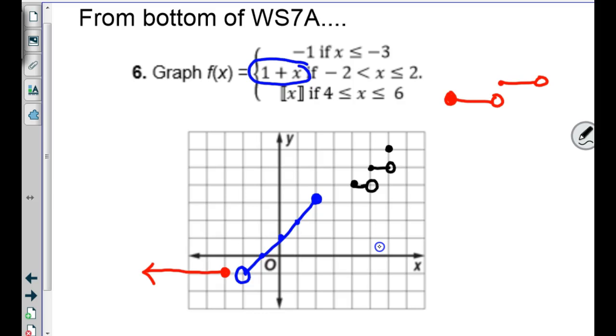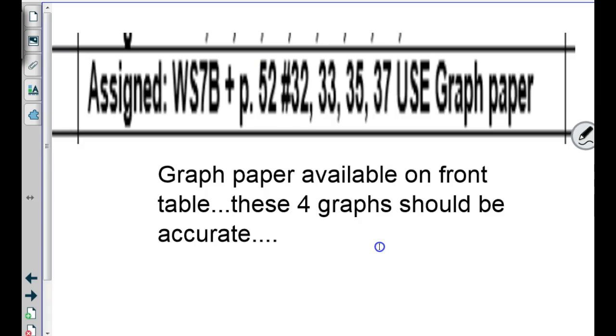All right, do we have any nice ones on this worksheet? No, apparently not. Okay, so you have to do 4 of these out of the book, page 52, number 32, 33, 35, and 37. They're on the blue assignment sheet, but it is page 52, 32, 33, 35, and 37. Okay, that's what the graph paper is for.